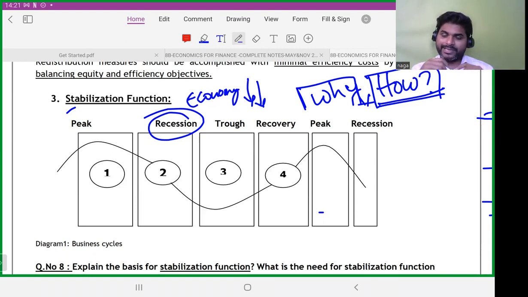So in this particular scenario, if we leave it to market forces, if the government doesn't intervene in the way the economy should function, what would happen? The situation will become worse, right? The situation will become worse. The recession will get into a deep depression.